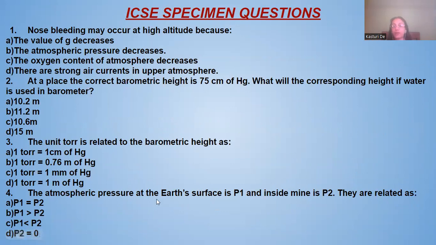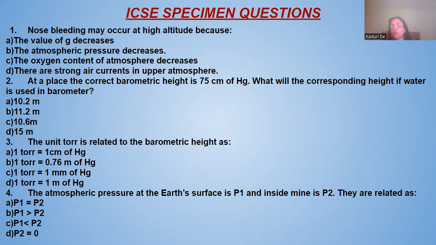Now, the atmospheric pressure at the Earth's surface is P1, and that of a mine is P2. A mine means below the Earth's surface, so the pressure will be more. When we go above the Earth's surface, at higher altitudes, the pressure decreases. But as we go down below the Earth's surface, the pressure increases.